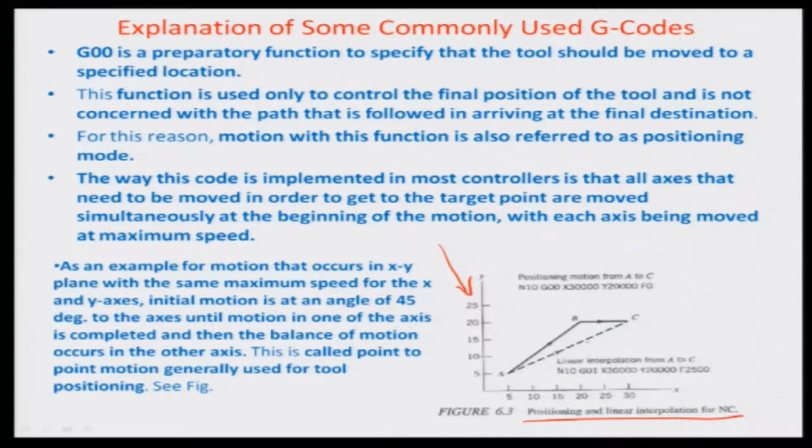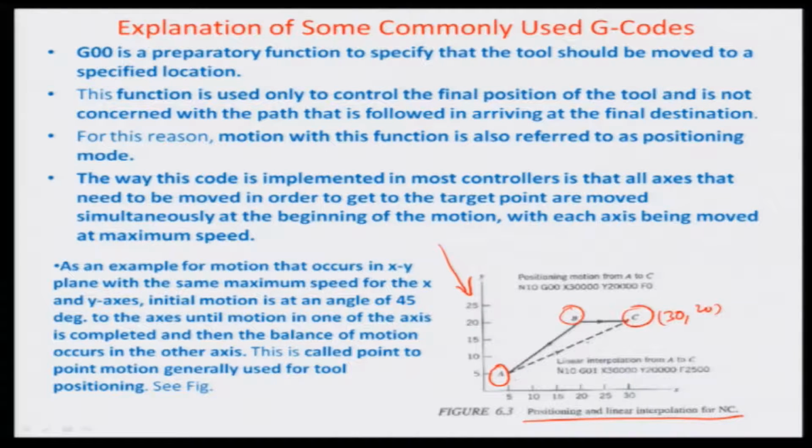For example, let us say we talk about a motion between the point A and the point C on this xy plane, and there are several ways to go to C. One is that you go from A to B and B to C. Obviously, if we look at the coordinates of C, they are basically 30 units in the x direction and 20 units in the y direction.